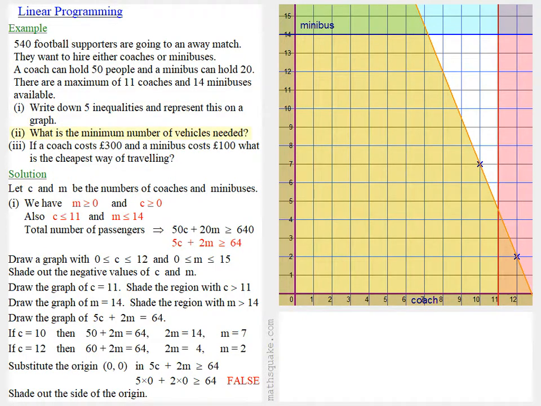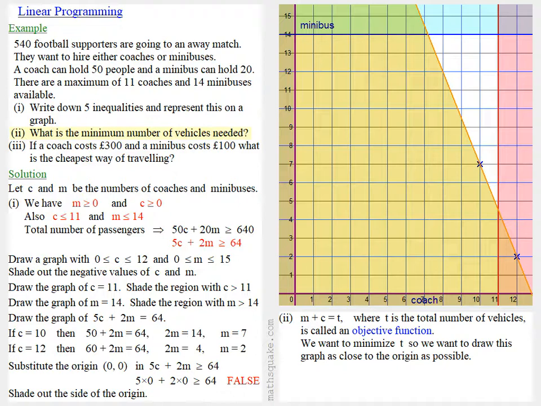Now in part 2, we want to know what is the minimum number of vehicles needed. Well, if we let T be the total number of vehicles needed, we have M plus C equals T. This is called an objective function. For different values of T, we get different lines, but they form a family of lines, all parallel to each other.